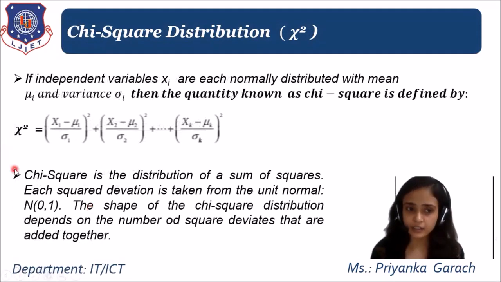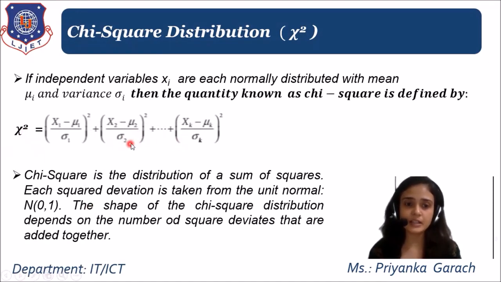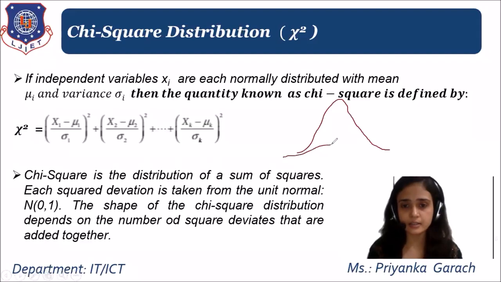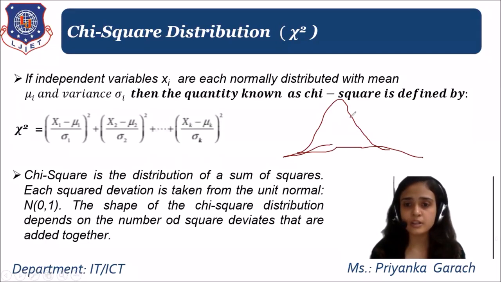You can also describe the chi-square as the distribution of a sum of squares, where each squared deviation is taken from the unit normal. When they talk about the normal distribution, it looks like this. This is how I can show the normal distribution. It is a bell-shaped distribution.